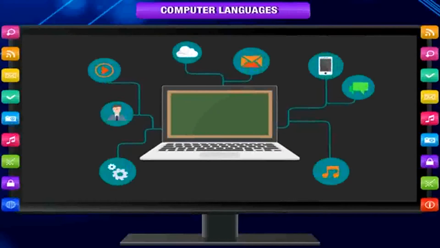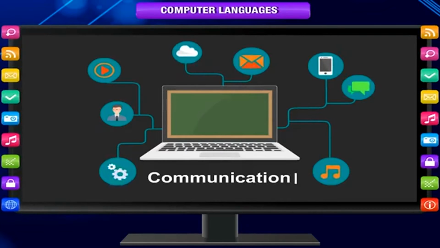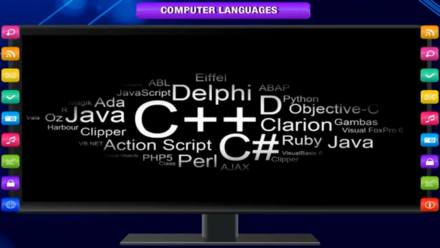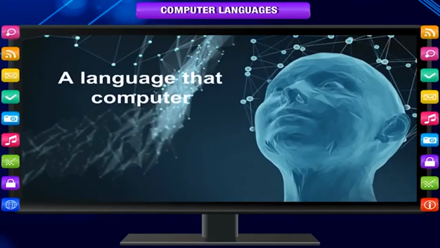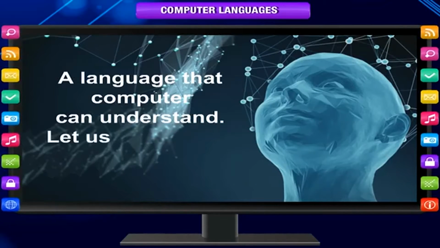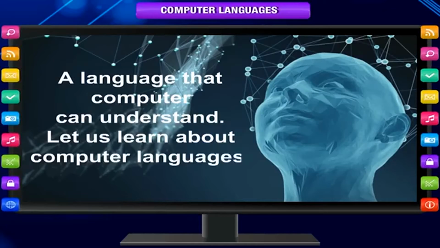Language is the medium of communication, and to communicate with the computer, we need a common language. We call it computer language, a language that computer can understand. Let us learn about computer languages.